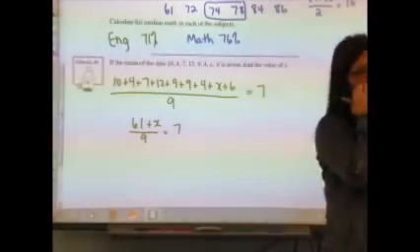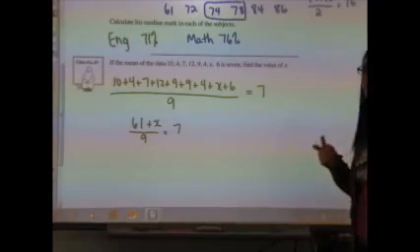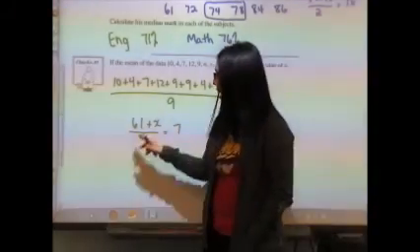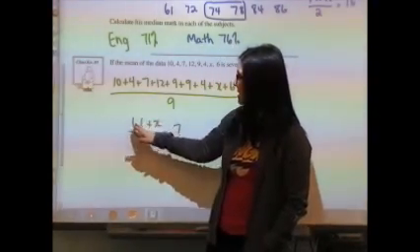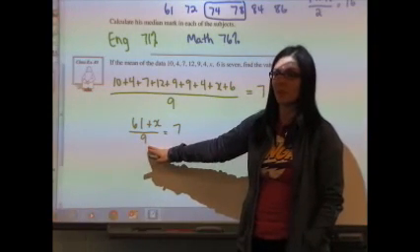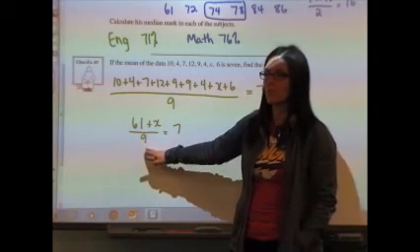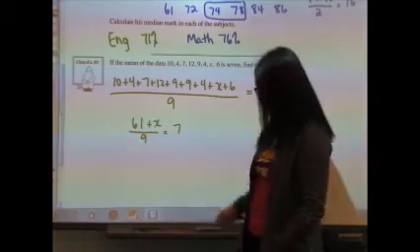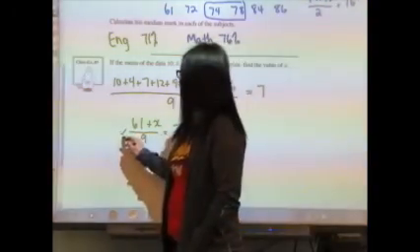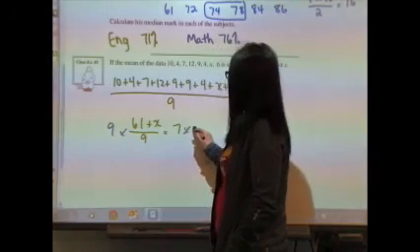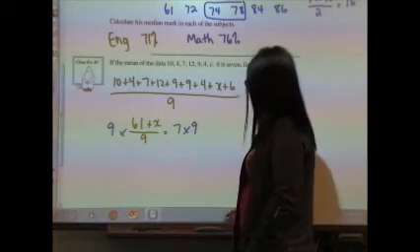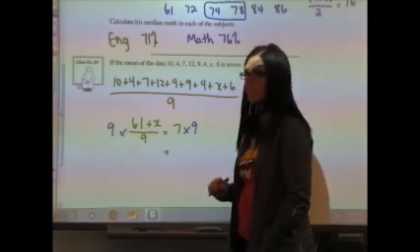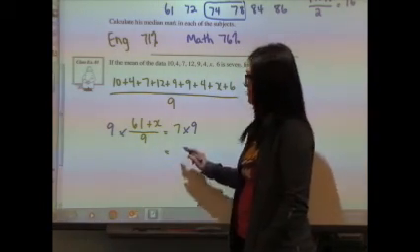And my goal is to get the x by itself. So I have to think in terms of order of operations. I would take x, add it to 61, and then divide that answer by 9. So if I work backwards, instead of dividing by 9, I would multiply by 9. So I multiply both sides by 9. What's 9 times 7? 63.